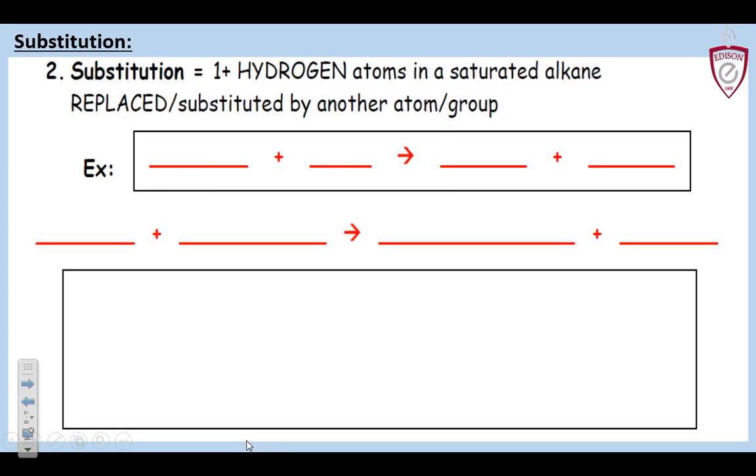That's the key. So, substitution reaction. Now I'm going to specifically take a saturated alkane, so with that C2H6 now. Okay, and then add on, again, a halogen or the hydrogen.